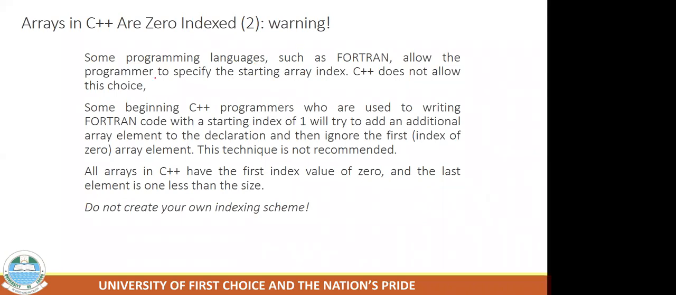Okay, so moving on. Some programming languages such as Fortran, formula translation, allow the programmer to specify the starting array index, but C++ does not allow this choice. So some beginning C++ programmers who are used to writing Fortran code with a starting index of 1 will try to add an additional array element to the declaration and then ignore the first array element. This technique is not recommended.